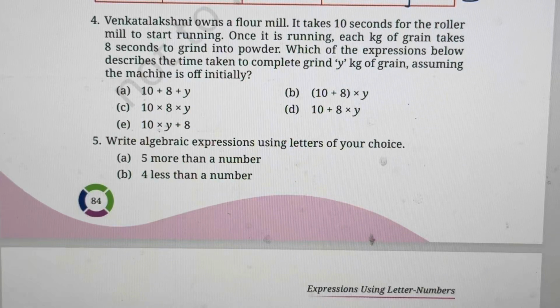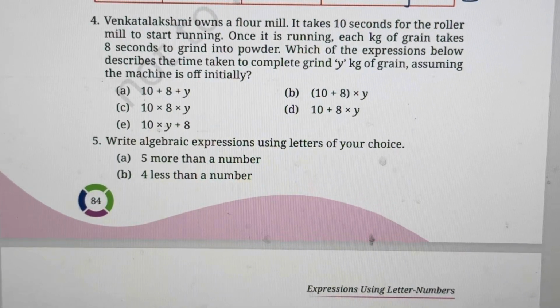Now, Venkat Lakshmi owns a flour mill. It takes 10 seconds for the roller mill to start running. Once it is running, each kg of grain takes 8 seconds to grind into powder. Which of the expressions below describes the time taken to complete the grind of y kg? We don't know how many kg she wants, so y kg of grain.